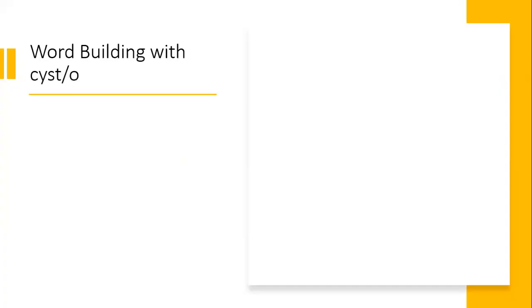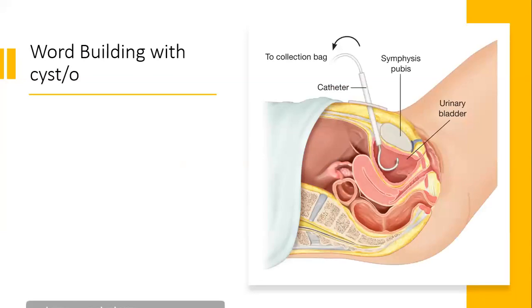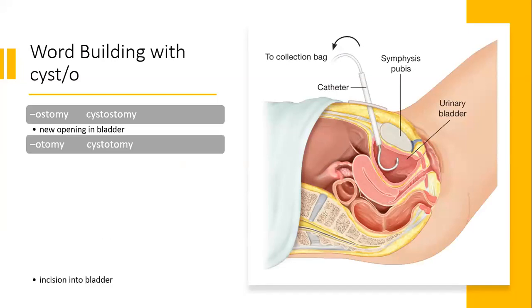Word building with cyst also. Cystostomy. Cystostomy means a new opening in the bladder, and cystotomy is an incision into the bladder. It's the difference between cystostomy and cystotomy. Cystotomy is incision of the bladder by the surgeon, and cystostomy is a new opening in the bladder for drainage, or by iatrogenic trauma of the bladder.